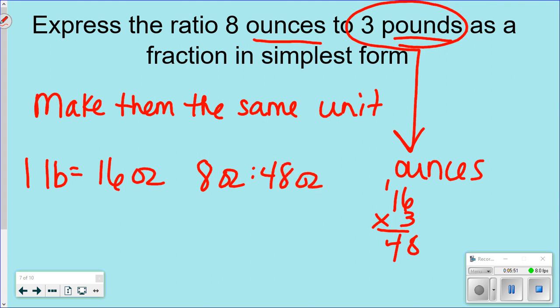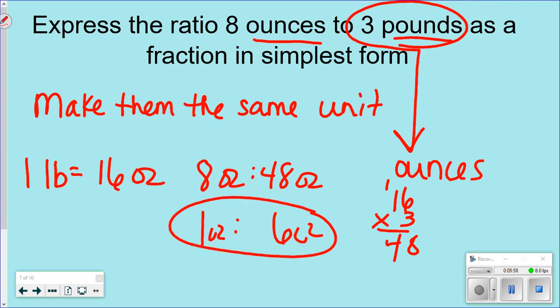And then you reduce. I know this can be reduced by 8. 1, 2, 6. And this would be your answer. So if you have two different units of measure, you have to make them the same unit.